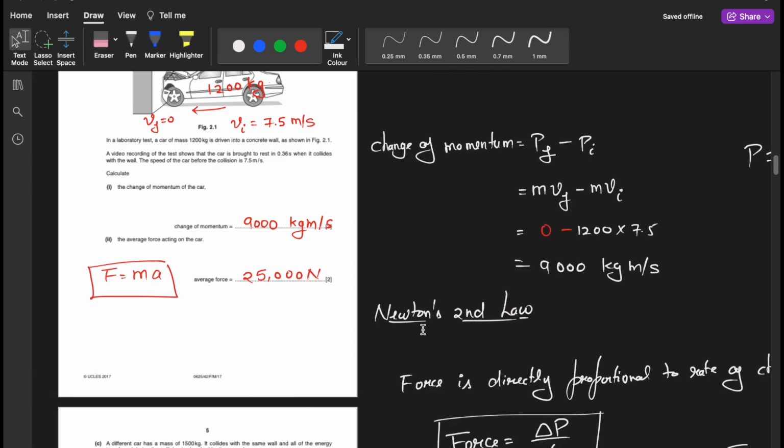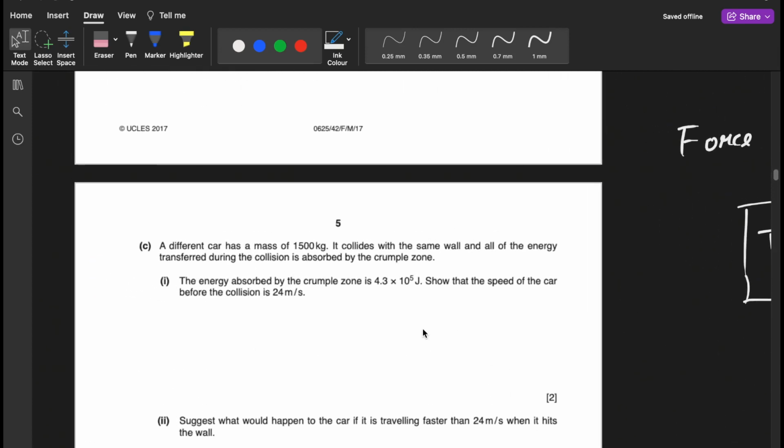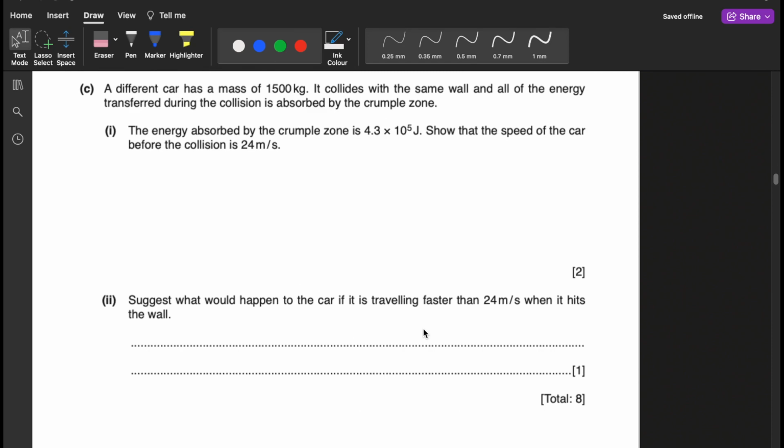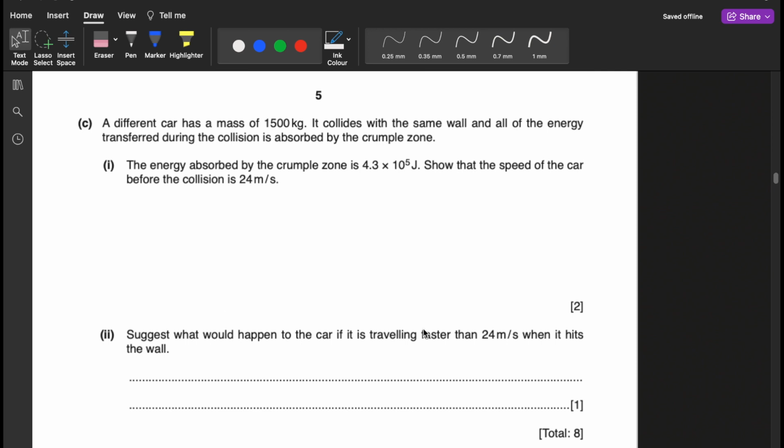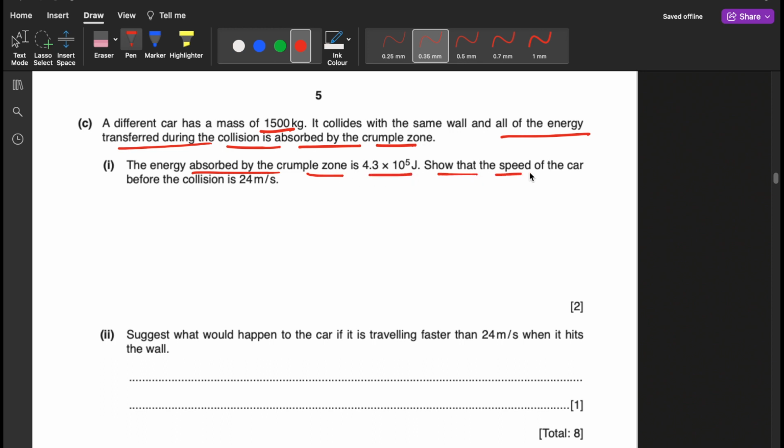So, let me come to the next question. This is part of that one only. A different car, whose mass is more, is colliding with the same wall. All the energy transferred during the collision is absorbed by the crumple zone. The energy absorbed by the crumple zone is this much, and show that the speed of the car before the collision is this much.